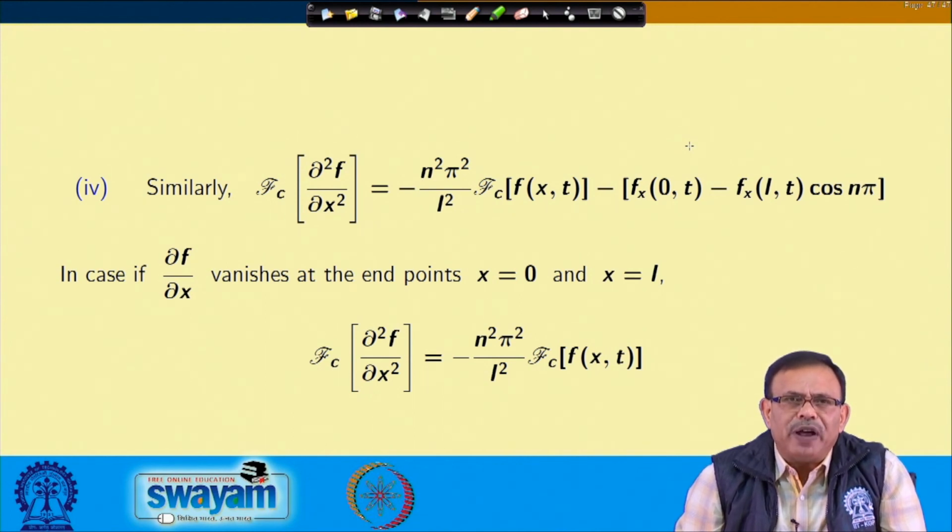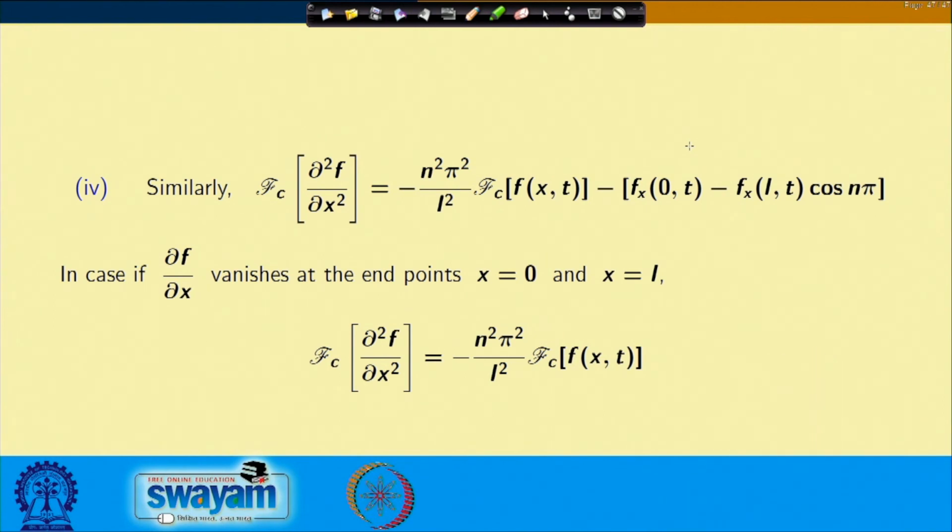So if ∂f/∂x vanishes at x equals 0 and at x equals L, then the finite Fourier cosine transform of ∂²f/∂x² will reduce to minus n²π²/L² into the finite Fourier cosine transform of f(x,t). So these four formulas are very much required, and you should remember them or you should derive them, so that whenever we try to solve problems we can use these particular formulas and solve problems on finite Fourier transforms.